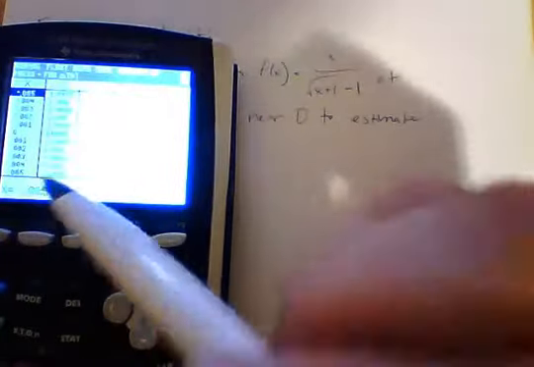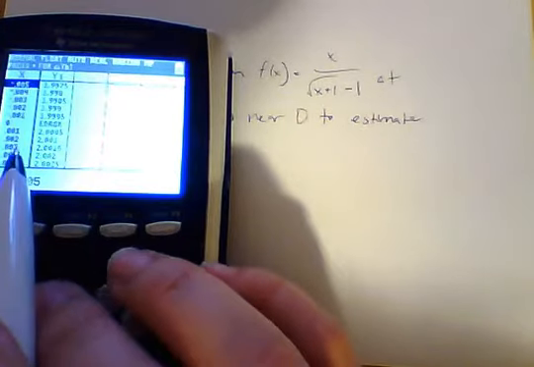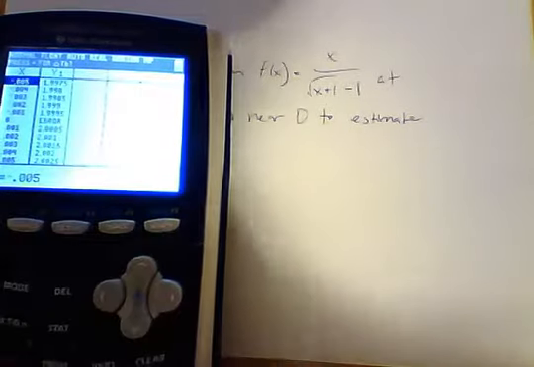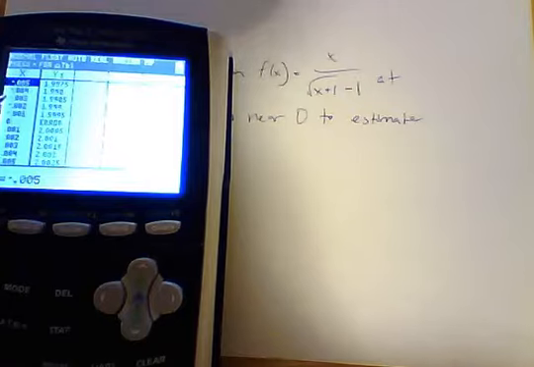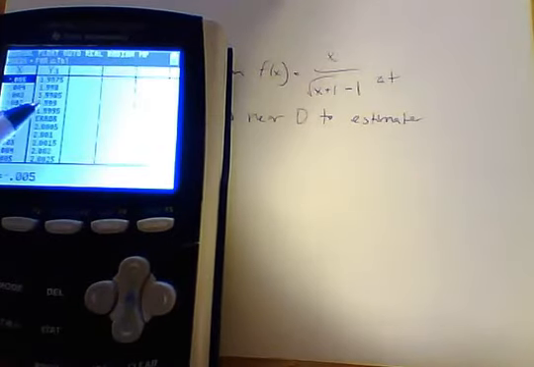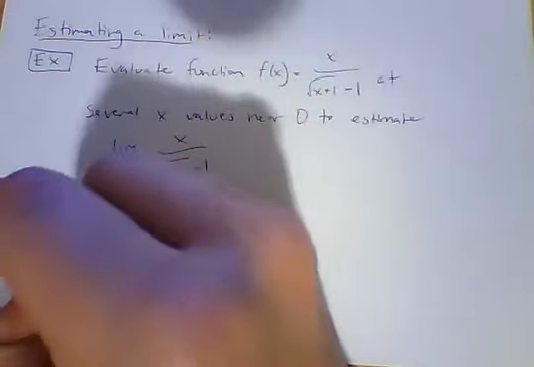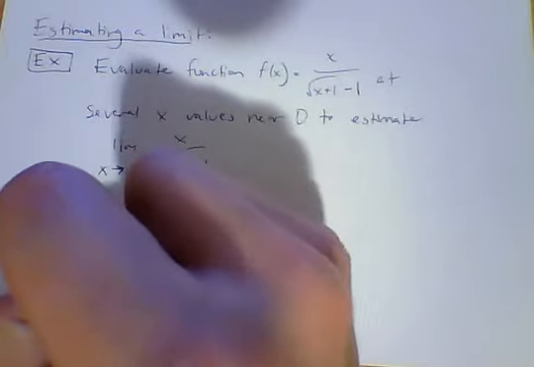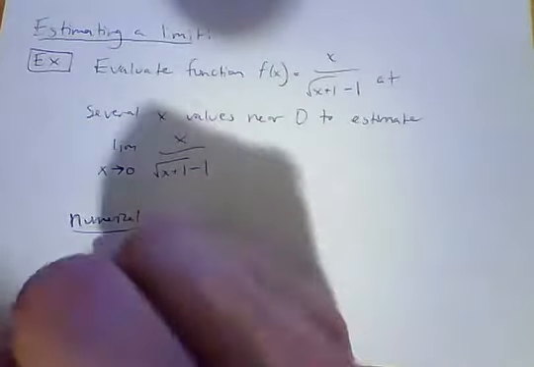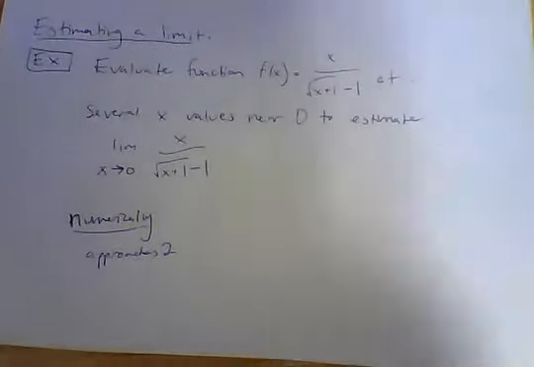All right. So as our values get closer and closer to 0, here they are, they're decreasing towards 0. We can see we get really, really close to 2. And in the other direction, as our values increase towards 0, as we come in from the right, we can see that our values, again, get very, very close to 2. Interesting. Okay, so we're going to make a little note for ourselves. We can just say numerically, we're finding that it approaches 2.